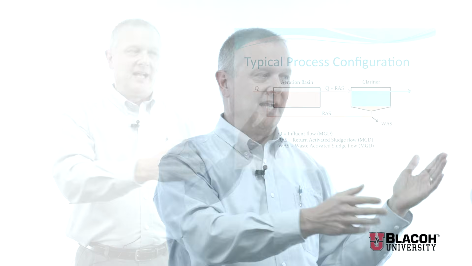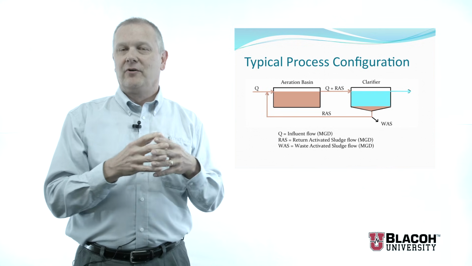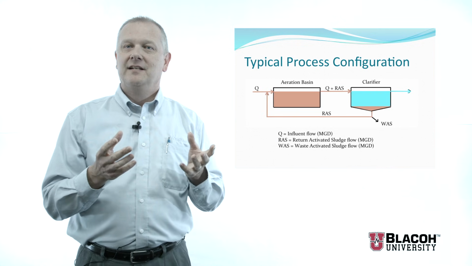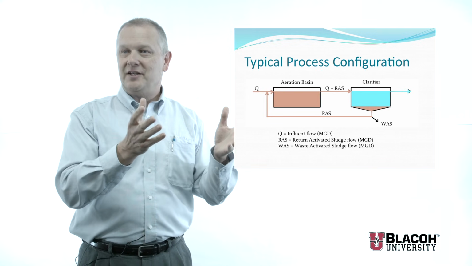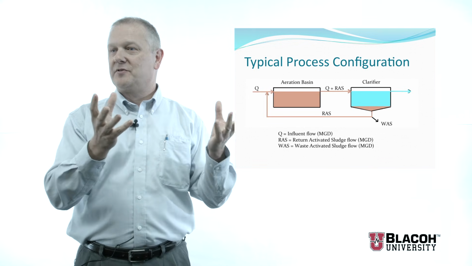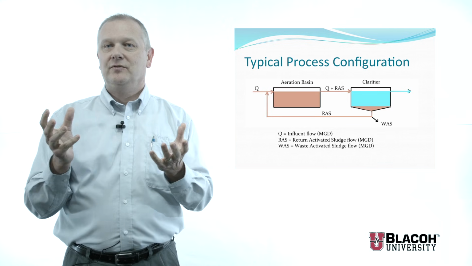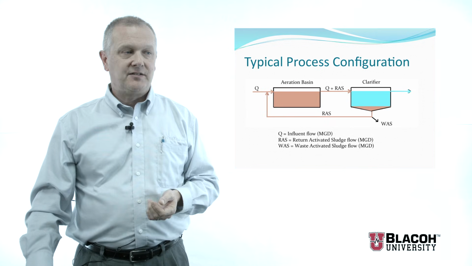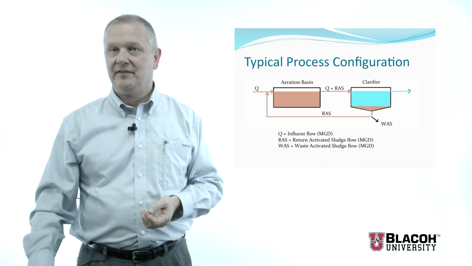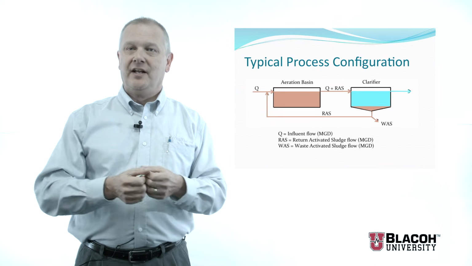Now, this is not just a mass balance of solids in and solids out, because these microorganisms are growing and multiplying. And so there's a significant amount of solids that are actually generated by this process. It's new microorganisms that are growing. They're absorbing this organic matter and growing new cells. So you have to remove some from the system. That's what we call WAS, or waste activated sludge, the solids that are wasted from the system and disposed of.